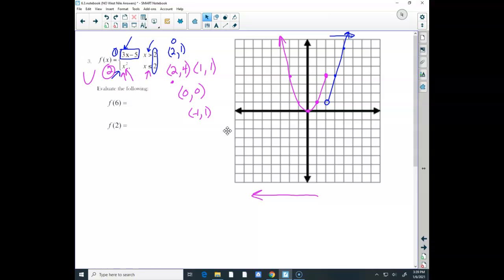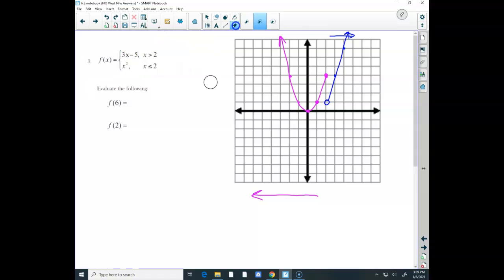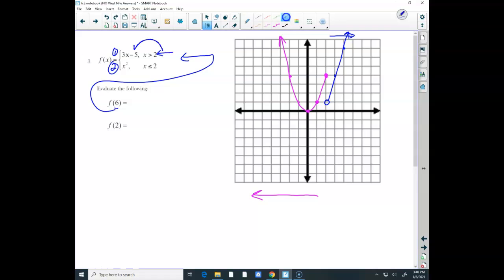Now I can use my graph to evaluate, but it's always easier. I'm going to get rid of some of this stuff here so I can evaluate my graph. And what I'm going to do is take a blue dot. I'm going to say 6. Which one does 6 fit into? Does it fit in piece 1 or piece 2? Well, 6 is greater than 2, so 6 has to come into here. So to evaluate that, it's 3 times 6 minus 5. Well, that's 18 minus 5, and 18 minus 5 should be outputting 13 for me on that one, okay?